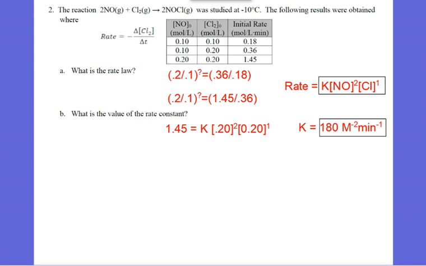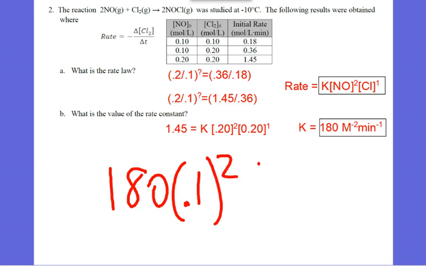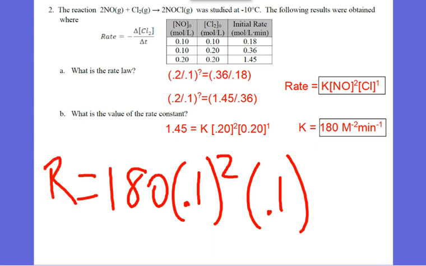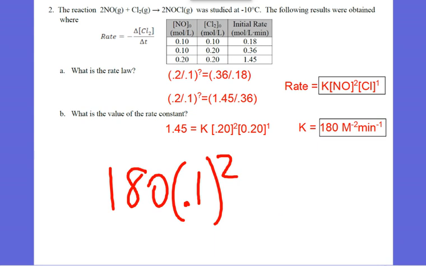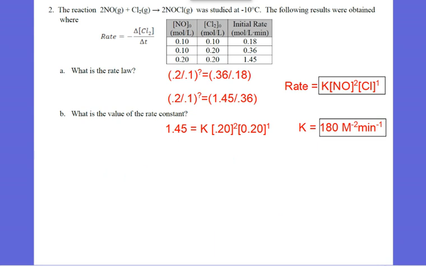I probably wouldn't be satisfied right now. I know that I did the work right, I feel good about it, but if I want to feel great about it, I easily take that K value, and maybe trial 1, and I solve that and see if it equals the rate. 180 times 0.1 squared times 0.1 does equal 0.18. And I've just confirmed to myself that I did everything right. And there's nothing like finishing a question, being able to test the question, and immediately know that you're right. Let's go to the next one.